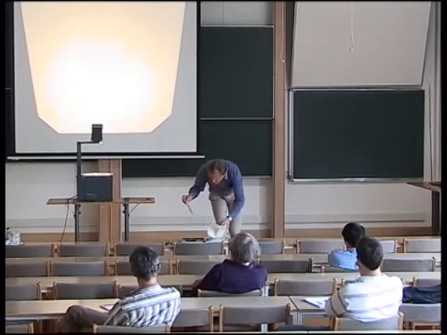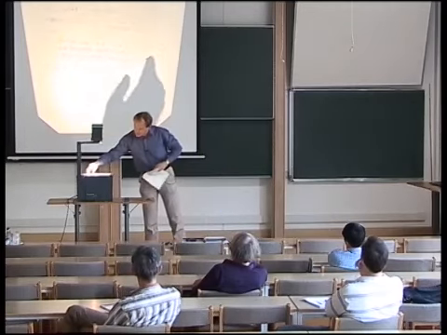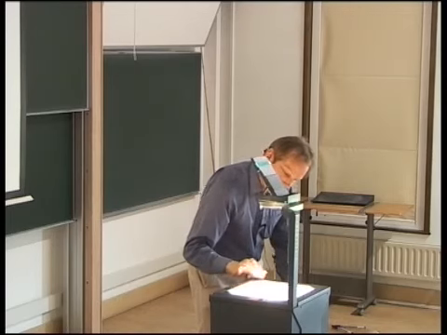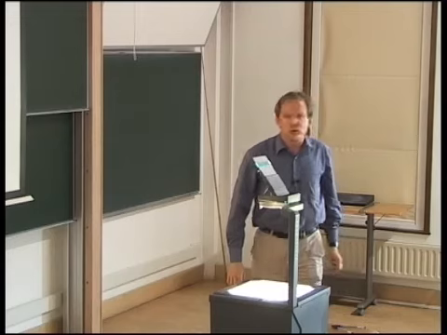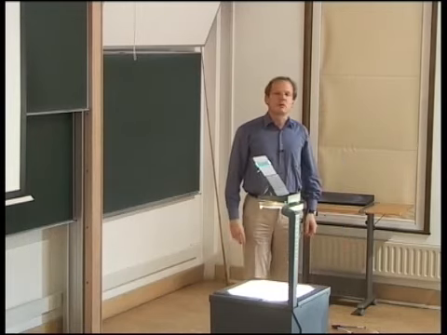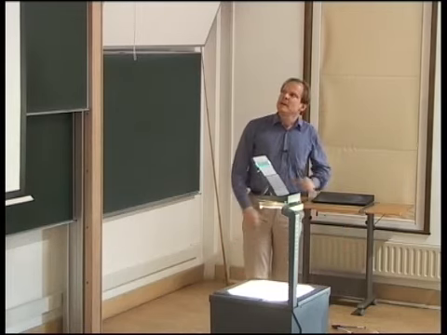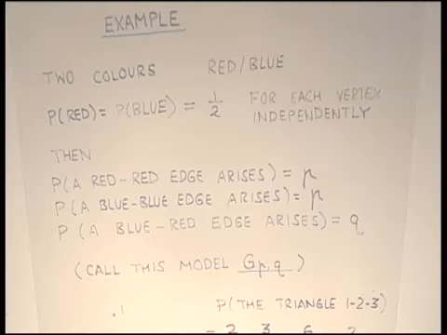Let's make sure that we've grasped this basic idea. This is the toyest case of this sort of thing that you can have that isn't just Erdős-Rényi. Two colours, red and blue, say. Each vertex independently tosses a fair coin. If it comes up heads, I decide I'm red. If it comes up tails, I decide I'm blue. Red to red edges arise with probability p, blue to blue edges arise with probability p, but blue to red edges arise with probability q.